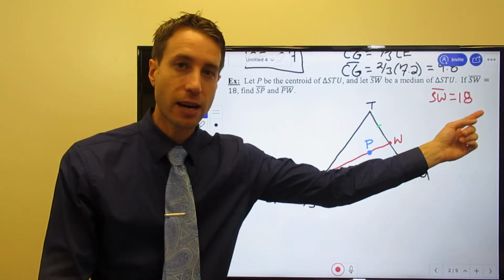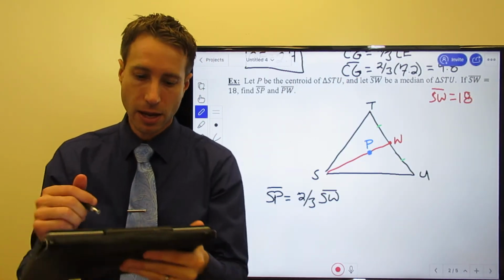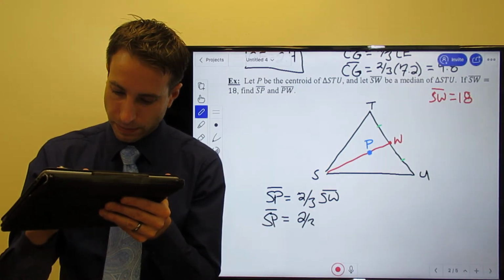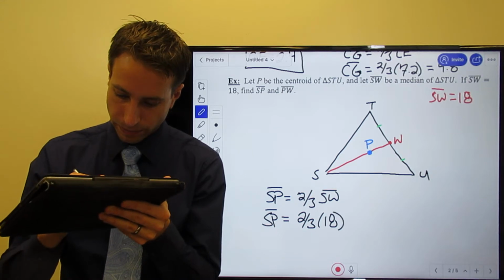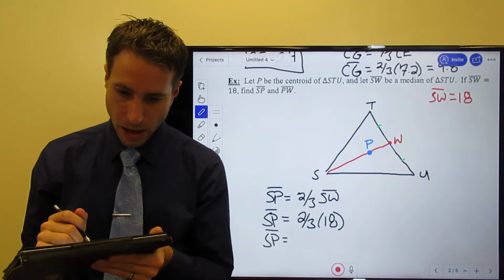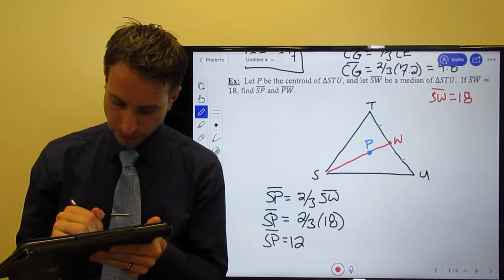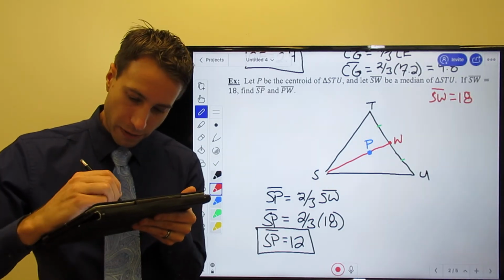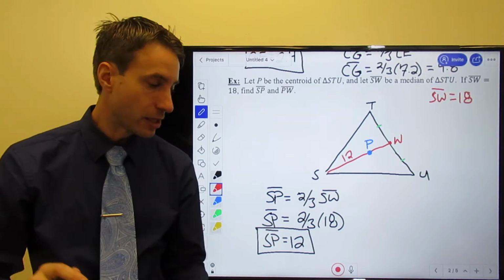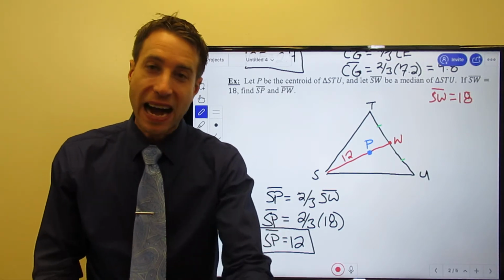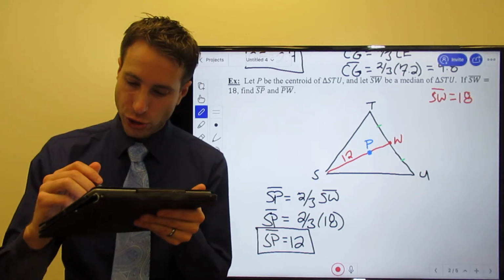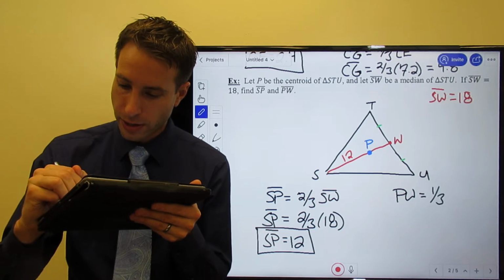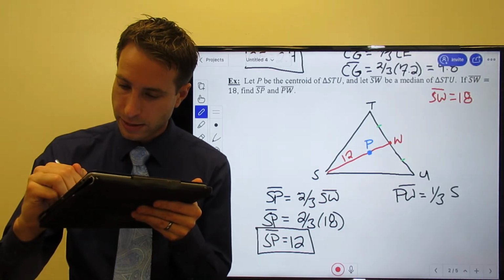Well, I already know what the entire distance is. I know the entire length is 18. Plug and chug. Don't fat finger something in your calculator. And I wind up with 12. So I know that SP is 12. This distance right here has to be 12. How do I find the rest of it? Well, you've got two options. You can either set up PW then is 1/3 the entire length, SW.